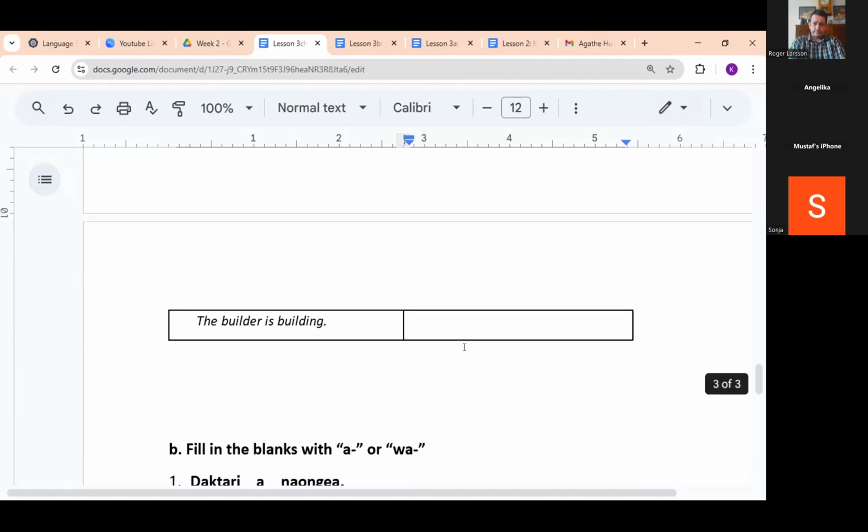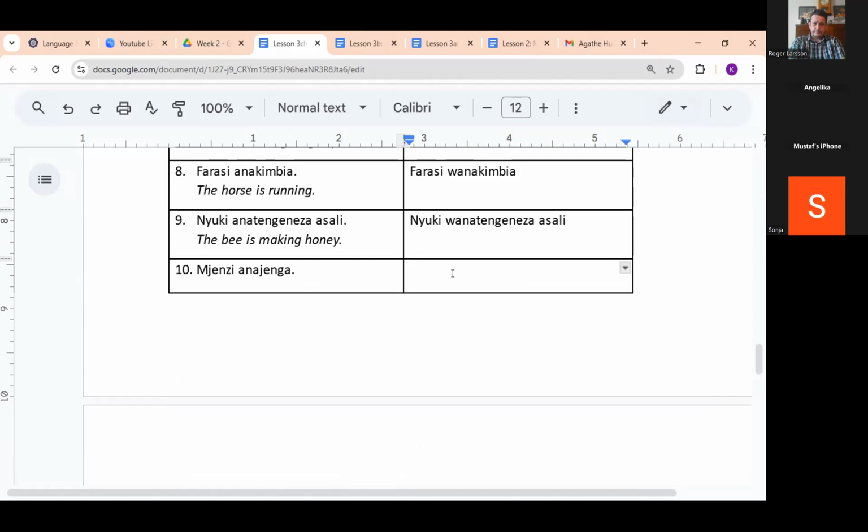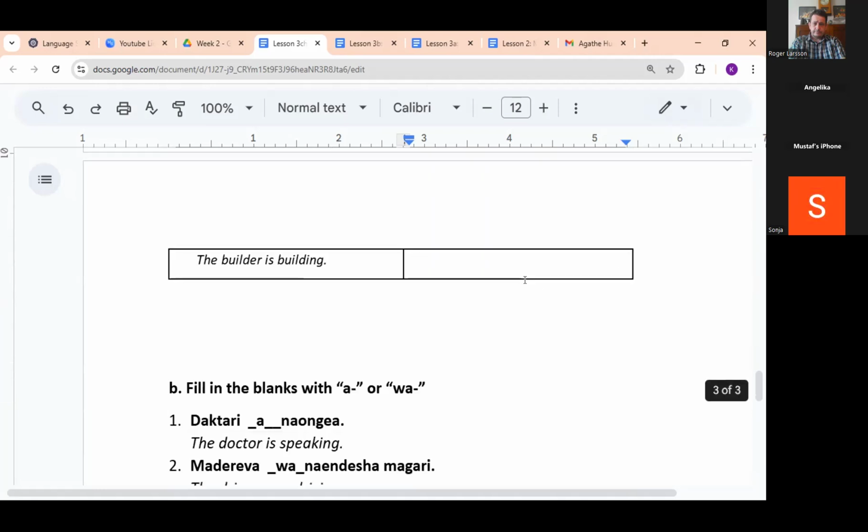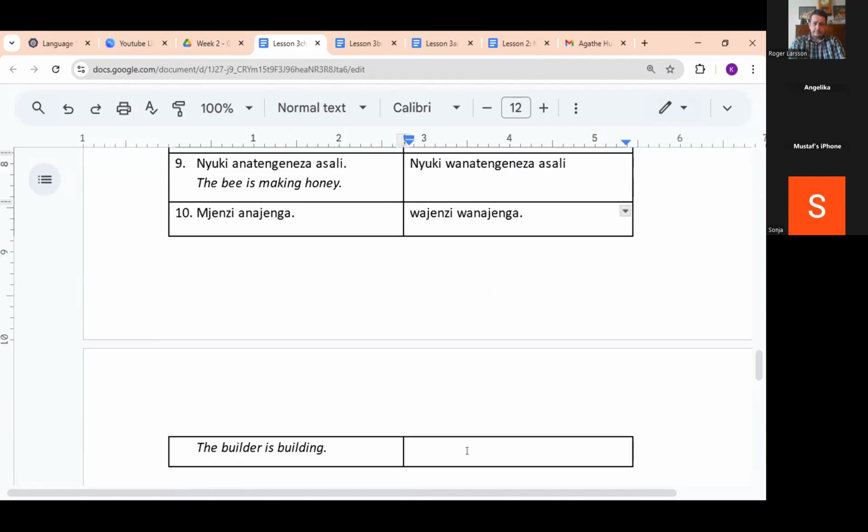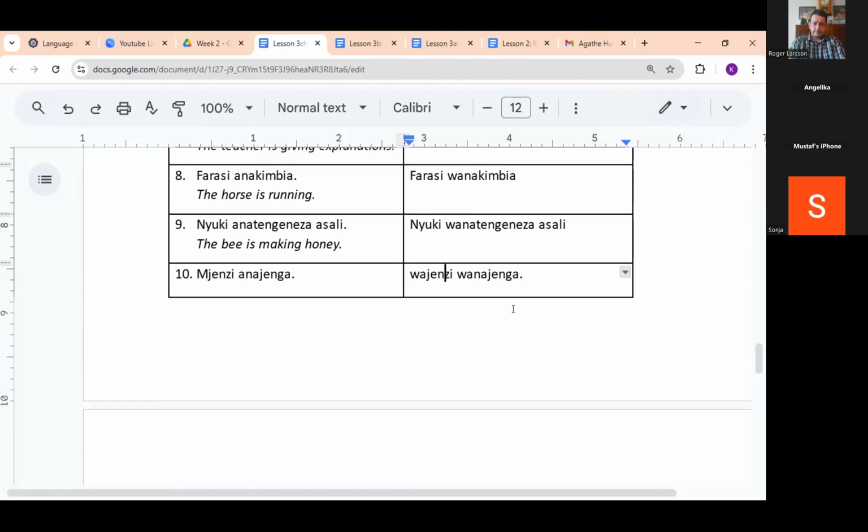Mjenzi anajenga. Kaka Roja, mjenzi anajenga. The builder is building. Wajenzi wanajenga. The builders are building. Asante sana. Mjenzi anajenga, wajenzi wanajenga. Sawa sawa, vizuri sana.